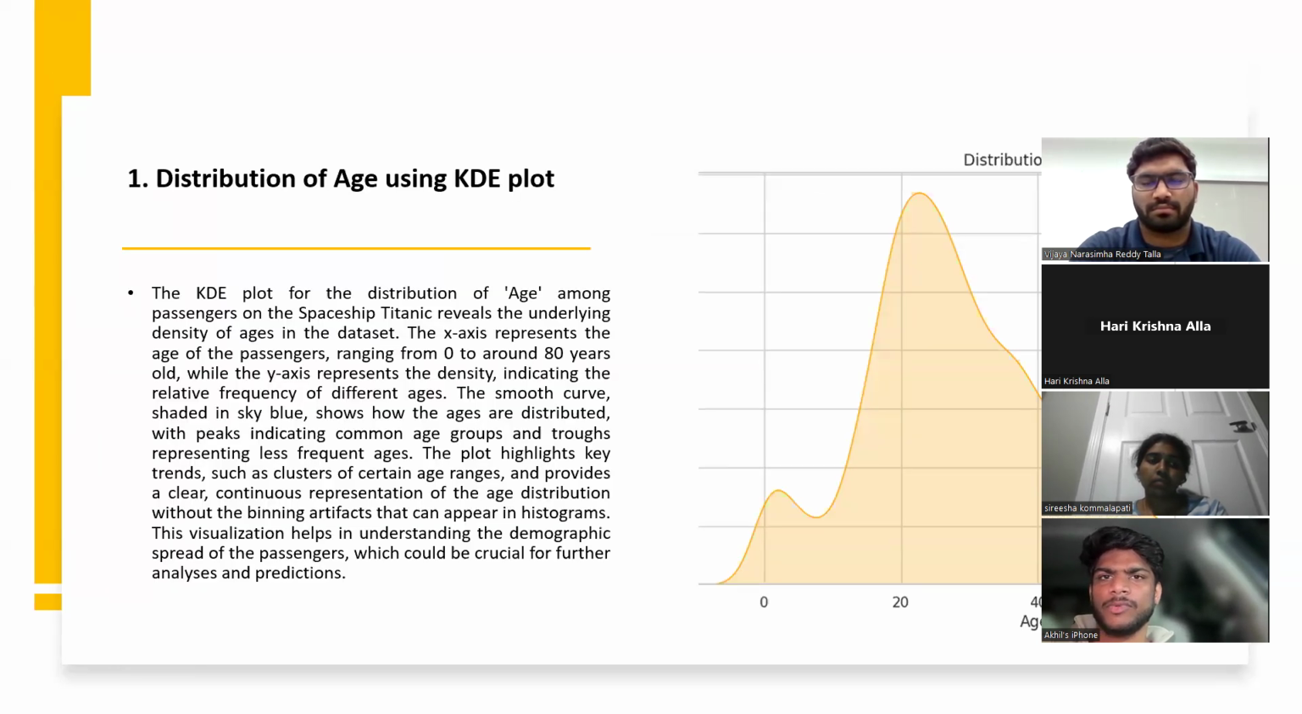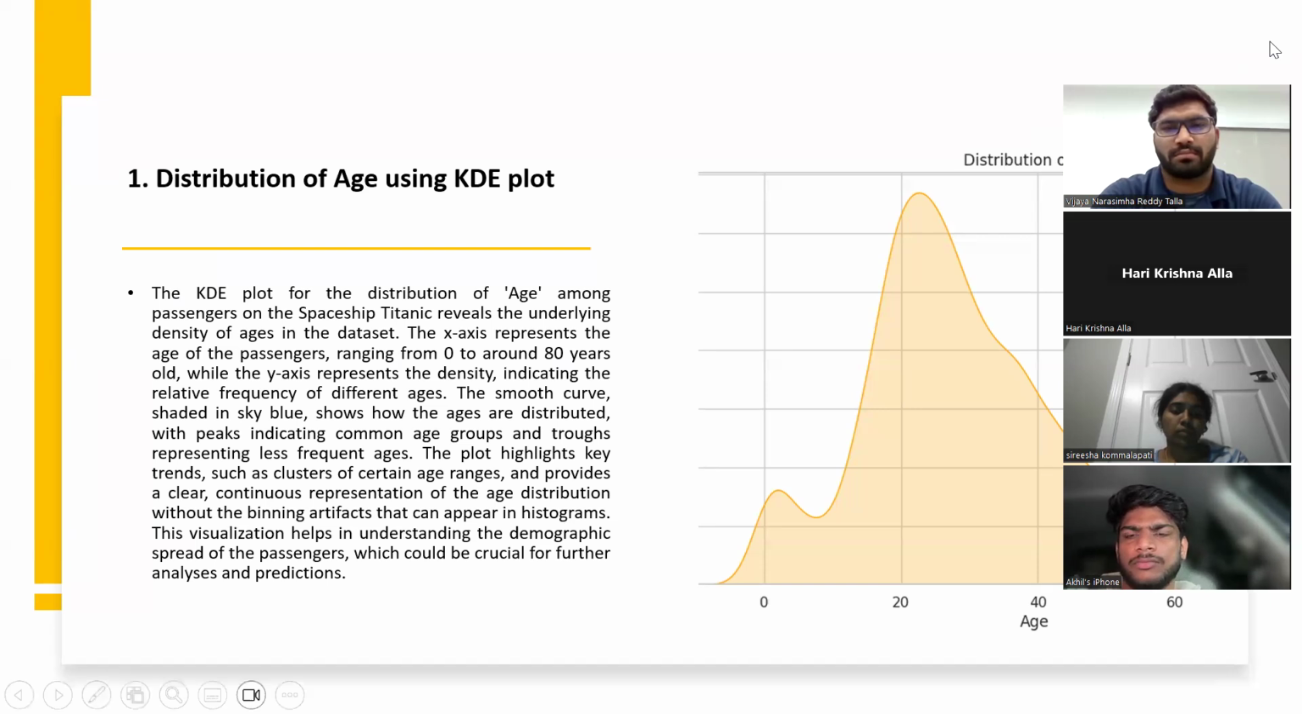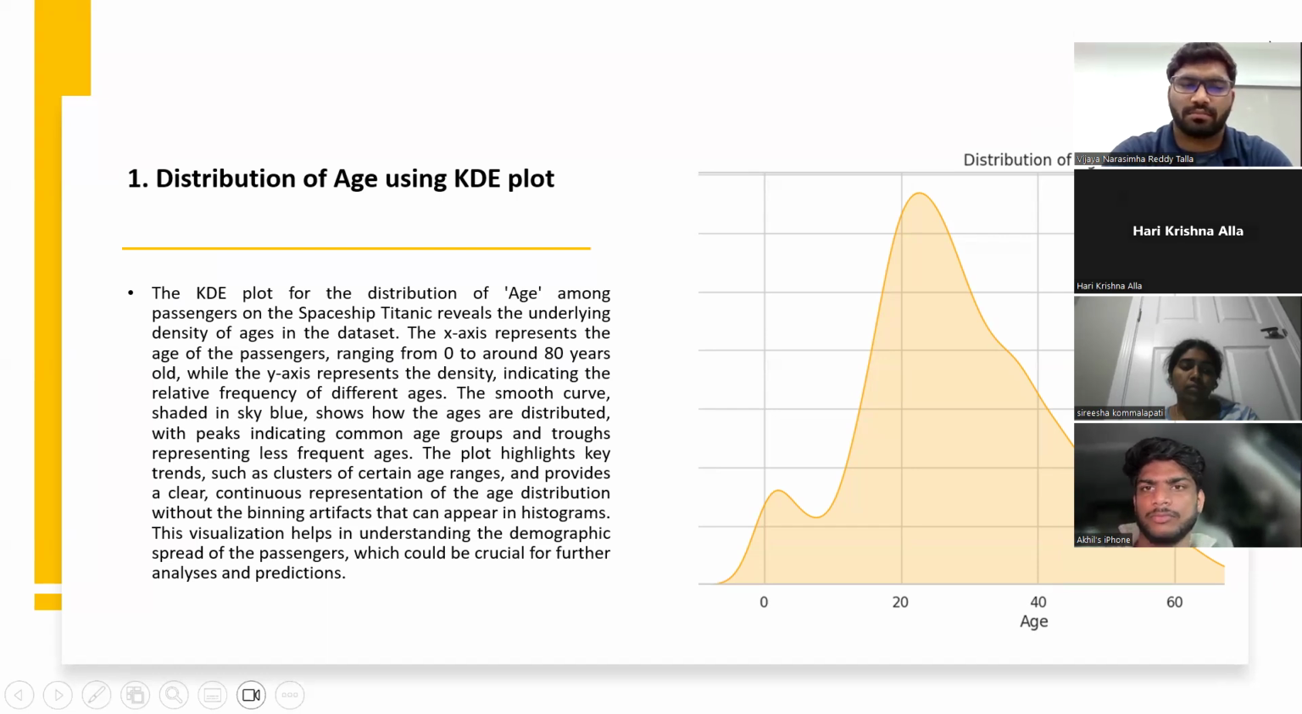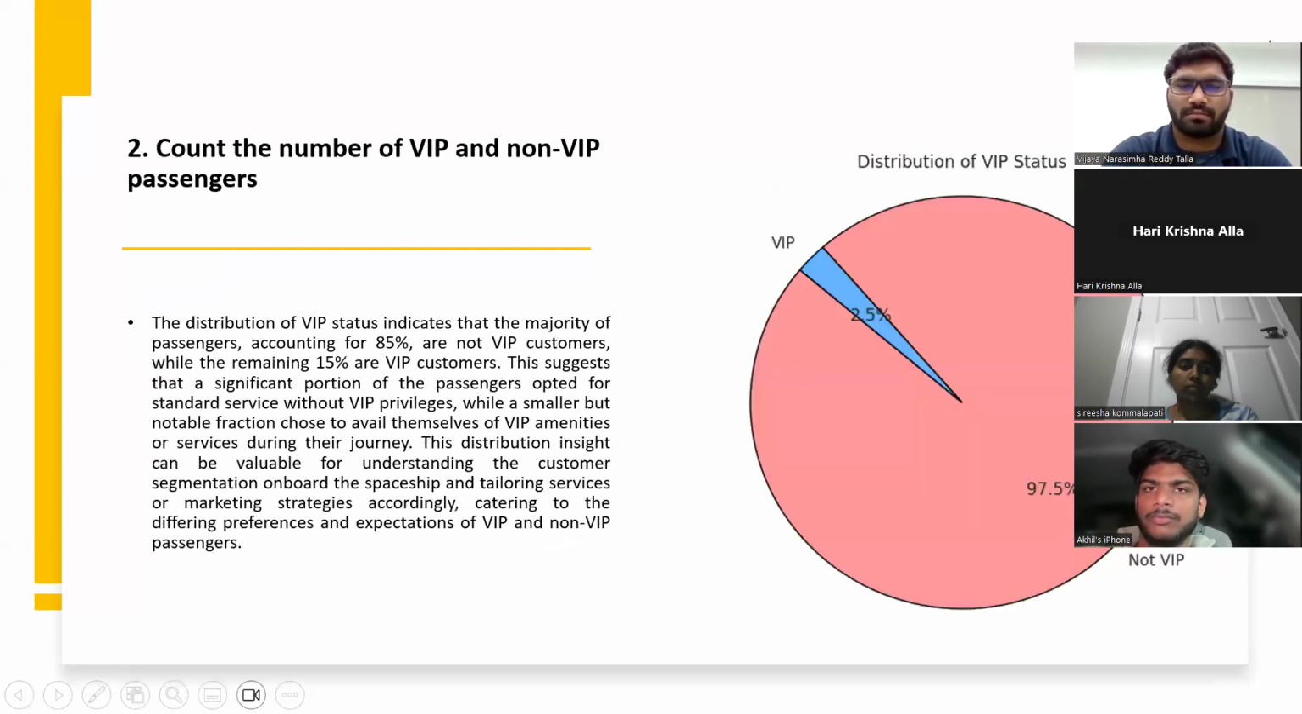The details here are the distribution of age using a KDE plot. The KDE plot for the distribution of age among the passengers of the Spaceship Titanic, with the underlying color sky blue. The second one goes with the count, the number of VIP and non-VIP passengers. The percentages are given like this: 2.5 from our data, and the remaining 97.5 for the other data.